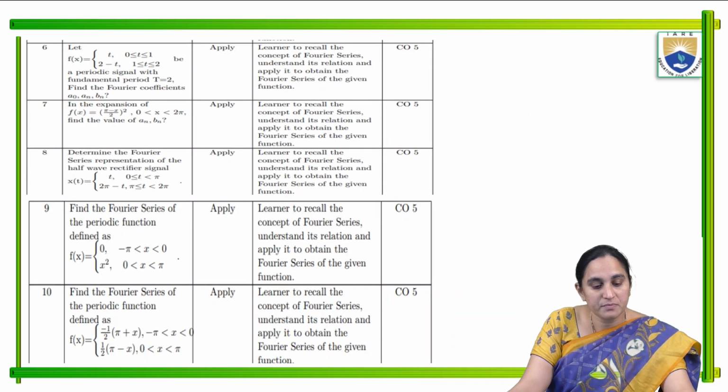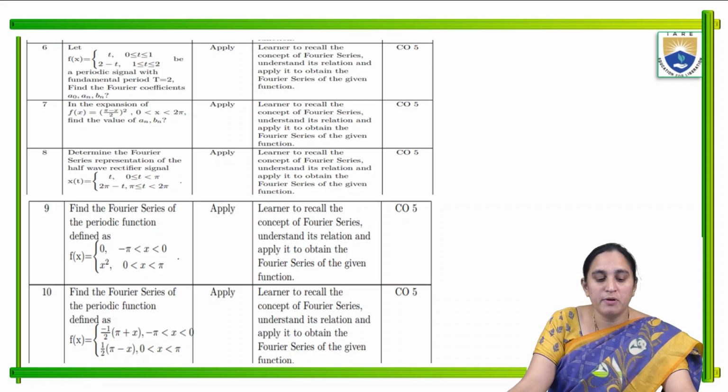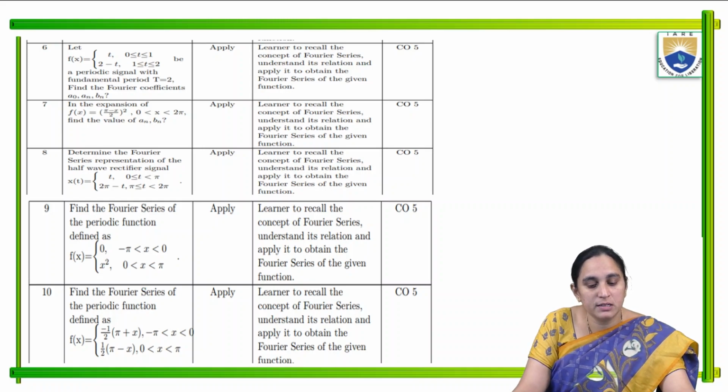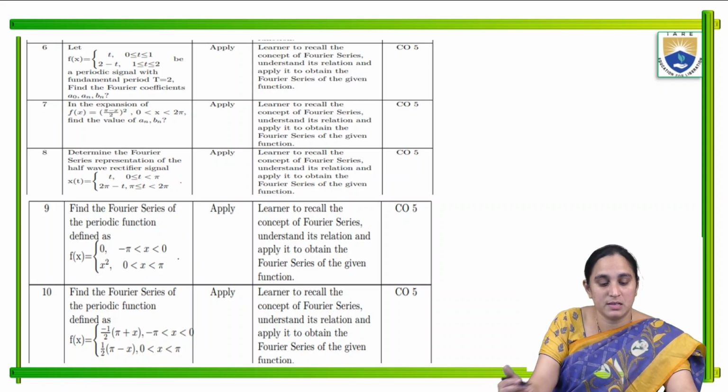Next, sixth question. Let f of x is equal to t for 0 less than or equal to t less than 1, and 2 minus t for 1 less than or equal to t less than or equal to 2, be a periodic signal with a fundamental period T is equal to 2. Find the Fourier coefficients a0, an, bn. Okay, this is also the same as the last question.